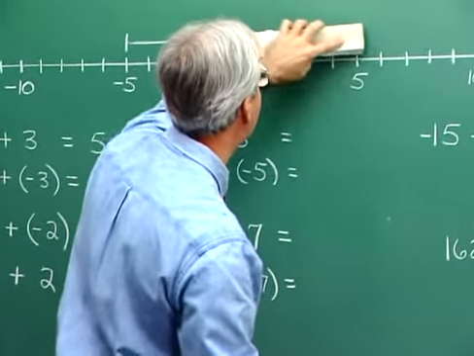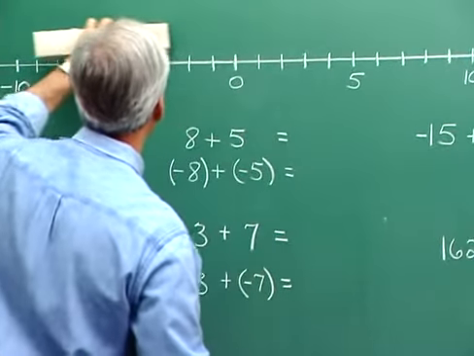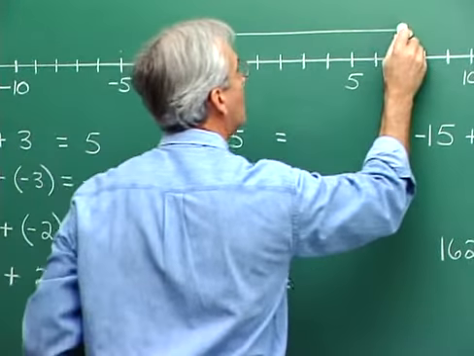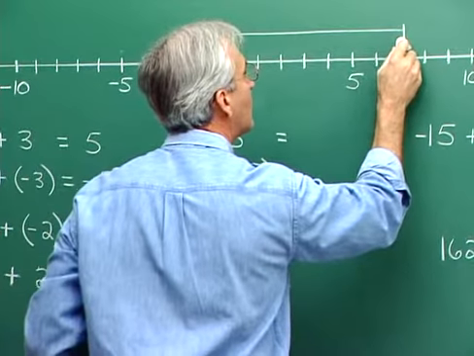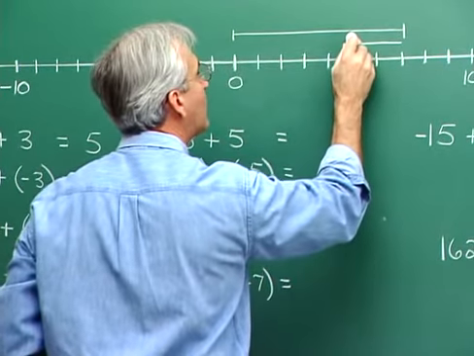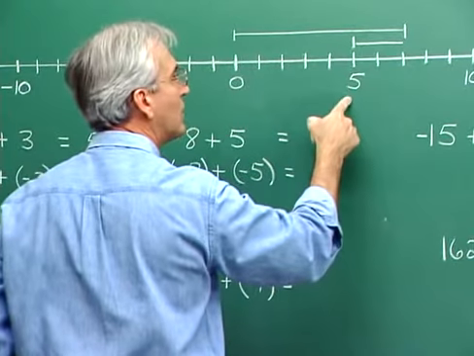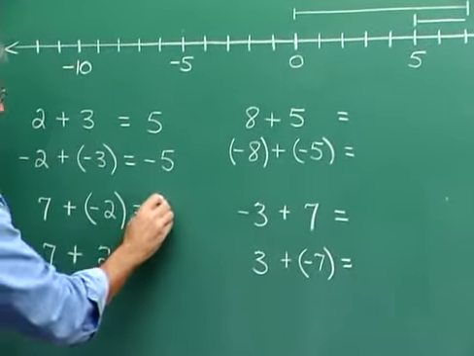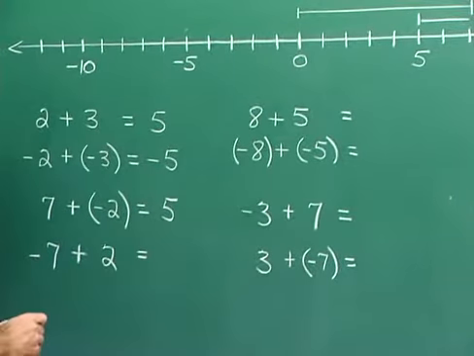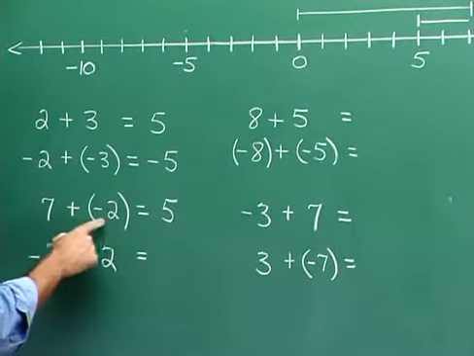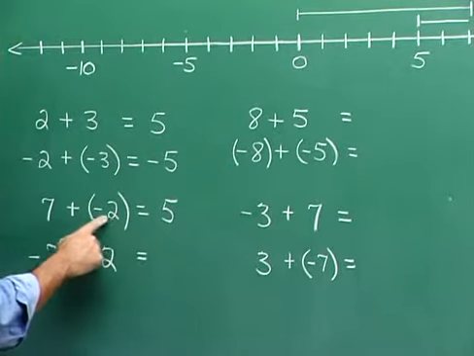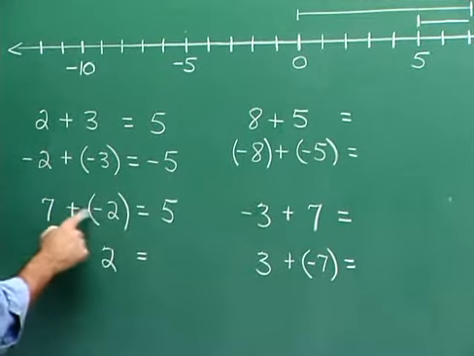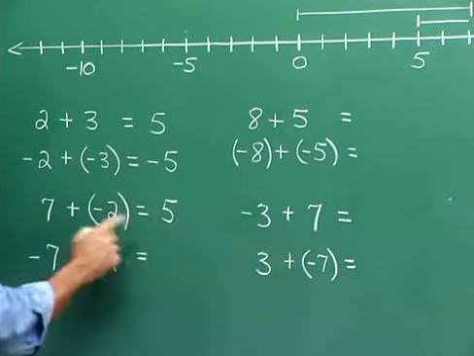So let's see. 7 with -2 means we start at 0 and go over to 7, and then adding -2 puts us back to this position, 5. So 7 with -2 is 5. And that's pretty much what we would expect, isn't it? Because after all, although it's shown as an addition problem, we could think of it as just subtracting 2 from 7 to get 5.